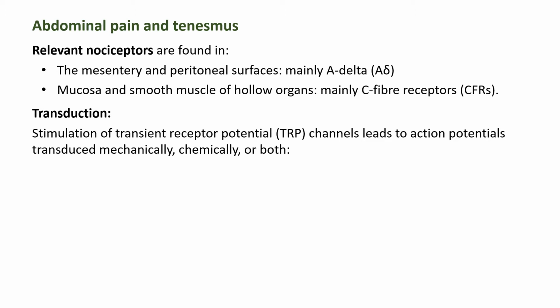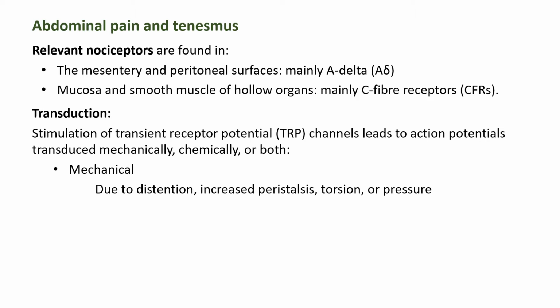So start with transduction. We have transient receptor potential channels, hopefully they sound familiar, that will create little localized EPSPs that will get summated at the trigger zone and lead to action potentials. And these TRP channels can be transduced mechanically, chemically, or both. So these are polymodal.